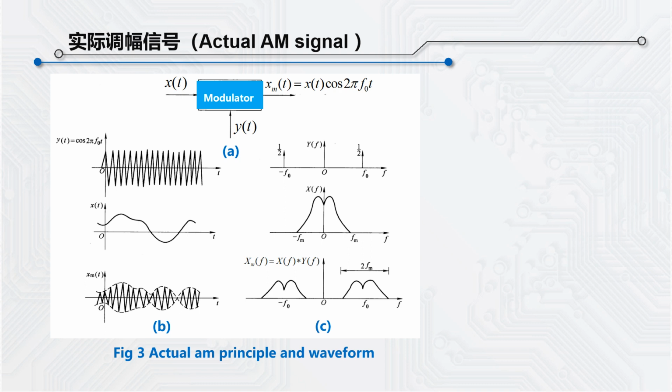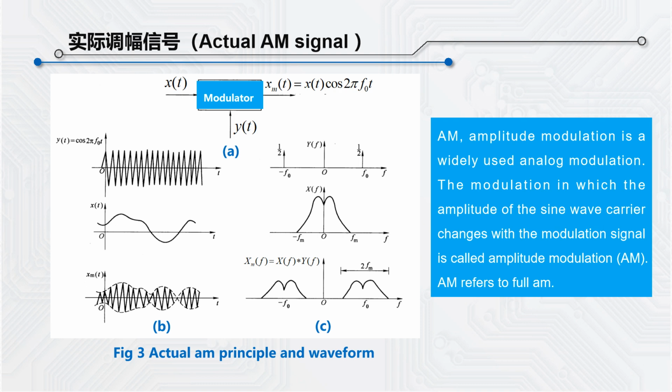Amplitude modulation is a widely used analog modulation method. The modulation in which the amplitude of the sine wave changes with the modulation signal is called sinusoidal amplitude modulation. Here, AM refers to full amplitude modulation. The time domain and frequency domain characteristics of amplitude modulated waves can be simulated by software emulation.